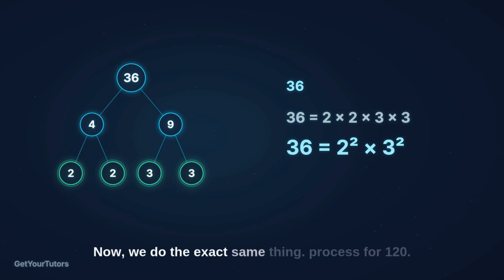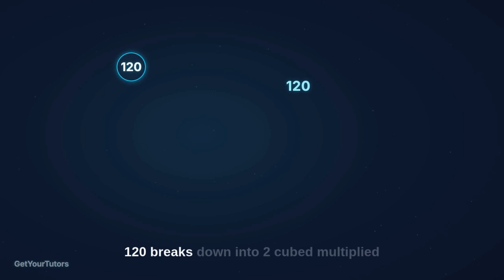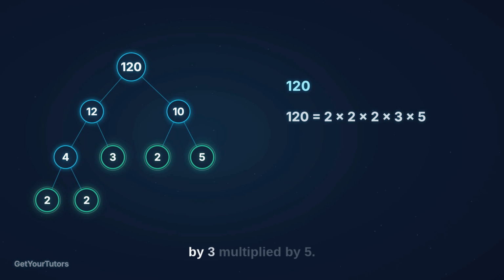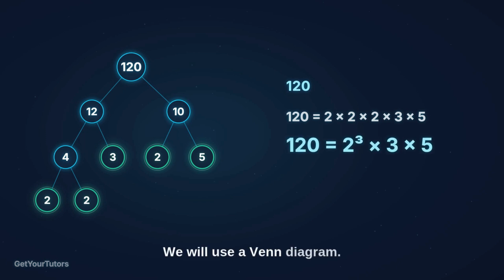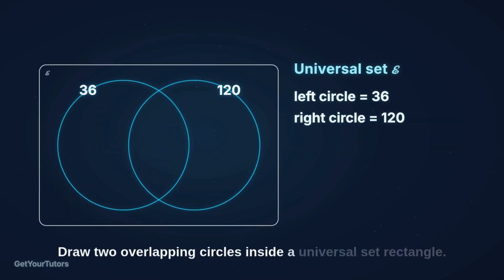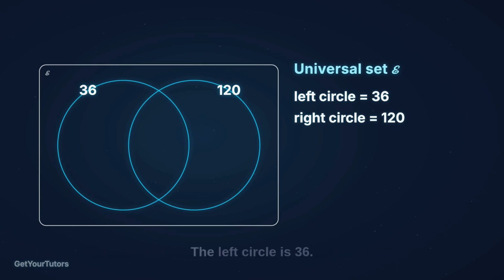Now we do the exact same process for 120. 120 breaks down into 2 cubed multiplied by 3 multiplied by 5. We will use a Venn diagram. Draw two overlapping circles inside a universal set rectangle. The left circle is 36. The right circle is 120.